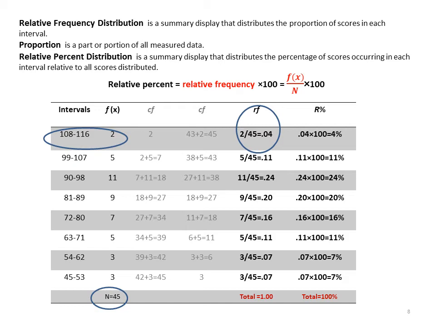A relative frequency is a proportion from 0 to 1 that describes the portion of the data in each interval. So if we add all the relative frequencies up, the total should be 1. To make it easier to understand, we can convert the decimals to percent. We'll get relative percent. 0.04 times 100 is 4%. And if we add up all the relative percents, we'll get 100%.